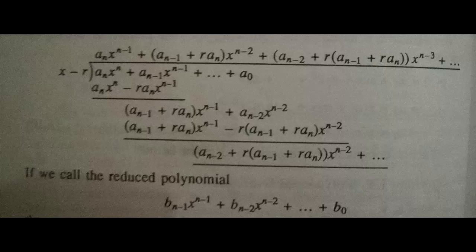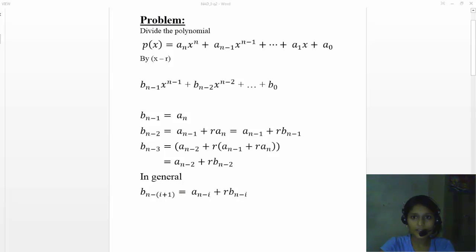We have reduced the quotient to the term given at the end of the procedure, b n minus 1 x to the power n minus 1 plus b n minus 2 x to the power n minus 2, and so on. As you can see, I have returned the results from the division procedure. It is the final reduced polynomial after division.